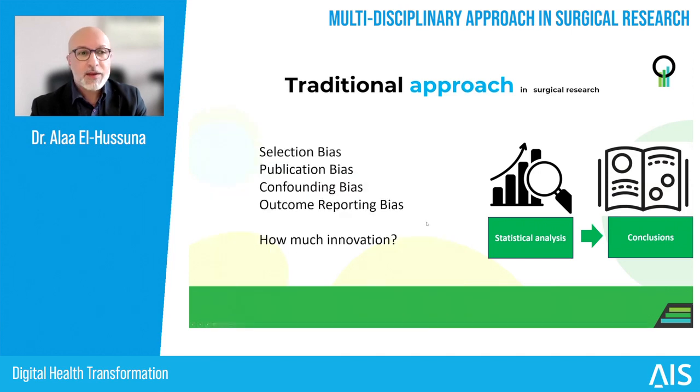However, this approach is full of biases. Unfortunately, there are selection bias, sometimes publication bias, and the most important is the confounding bias. Because as we explained in talk number 3, there are hundreds of factors affecting the surgical outcome. So singling out a few factors without adjusting for the other factors will make the conclusions unjustified. Another thing is how much innovation we can expect from such a traditional approach.